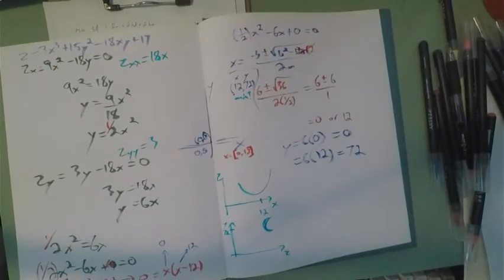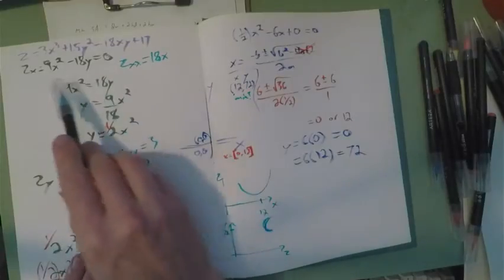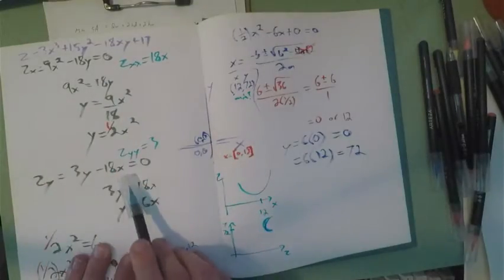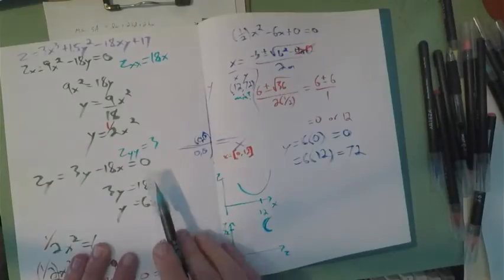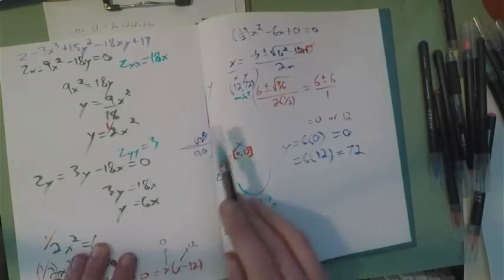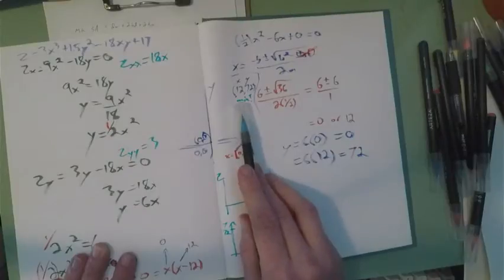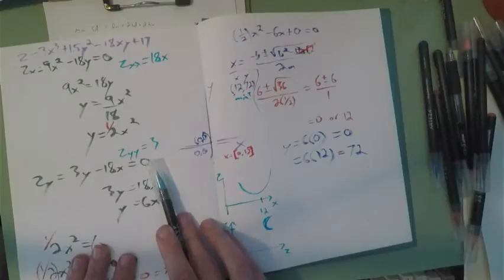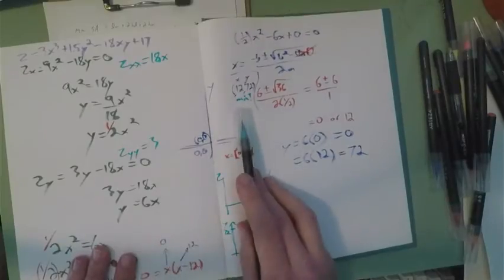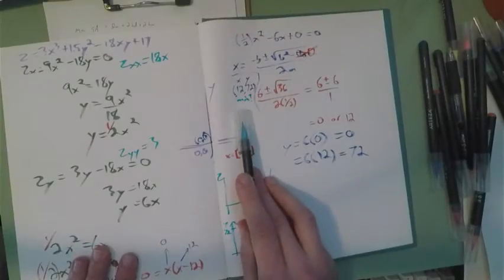So, where are we? We've found our first partial derivatives. We found our second partial derivatives. And what we found with those second partial derivatives is that at this point, 12, 72, we have a positive second partial derivative for both of them, which means it looks like it's maybe a minimum.